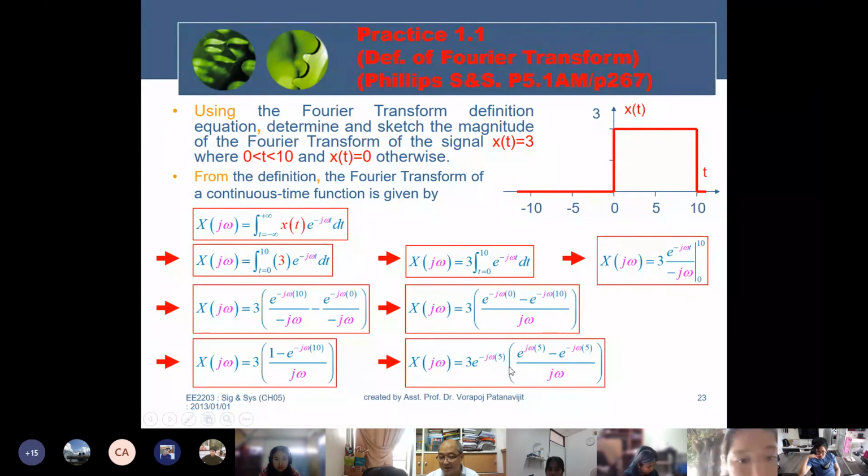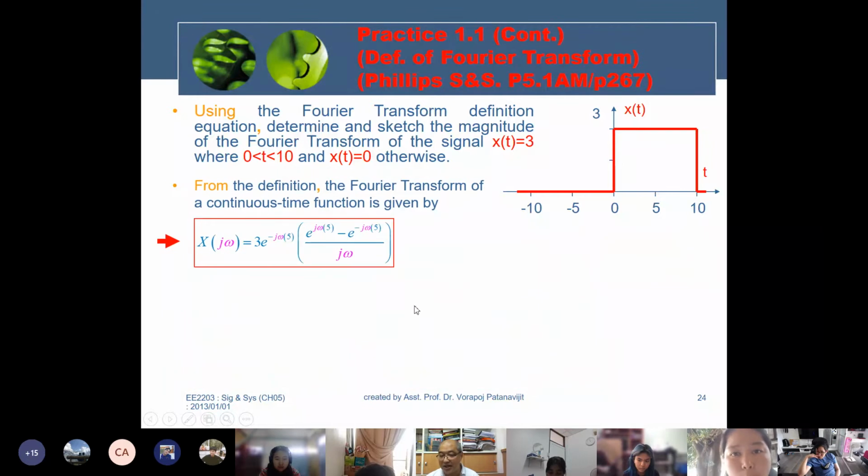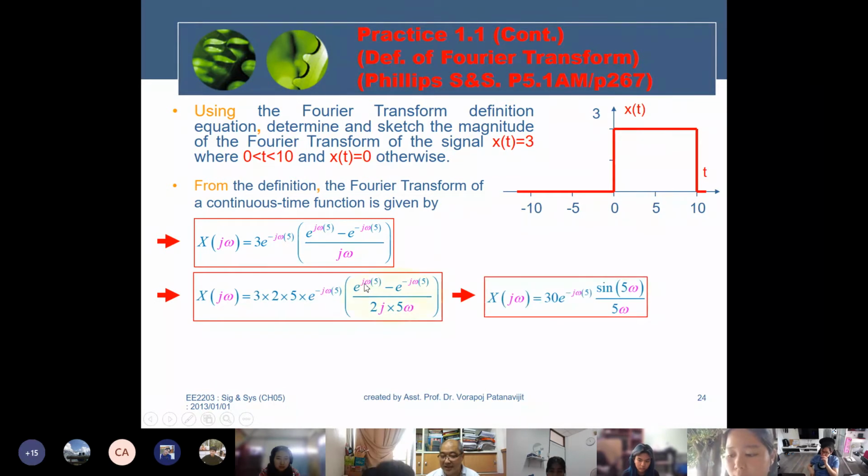But in this case, if you look a little bit further, you have e^(-jω10). You can multiply by -jω, and this here is 5. You split 5 out here. After that you move with e^(-jω5). It brings e^(-jω5) here and e^(jω5) here. You can reorganize the form into trigonometric form: this thing is e^(jω5) minus e^(-jω5).